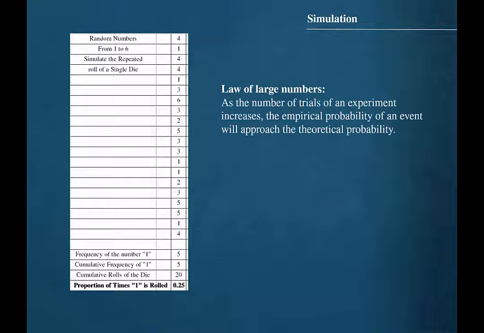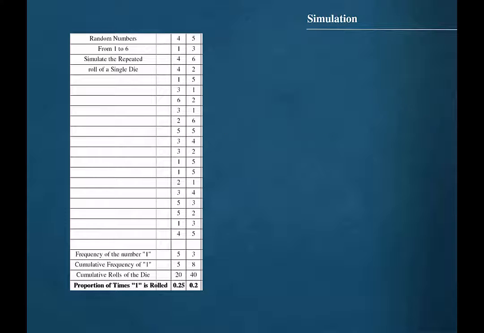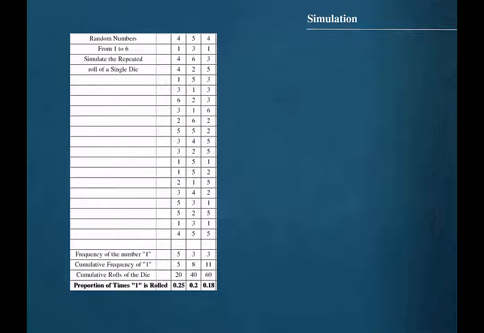The law of large numbers states that as the number of trials of an experiment increases, the empirical probability of an event will approach the theoretical probability. So we will continue this simulation by expanding the number of groups of 20 random digits from 1 to 6.